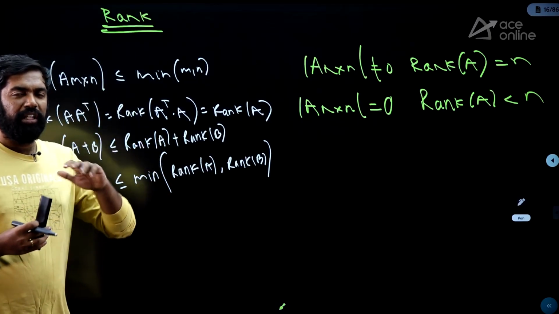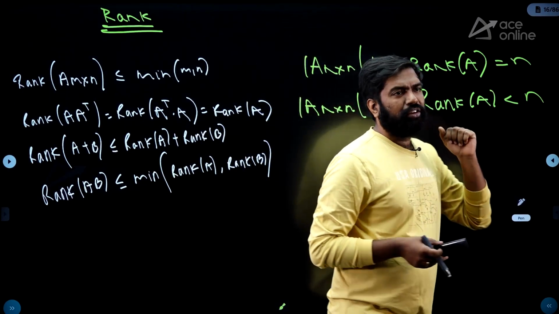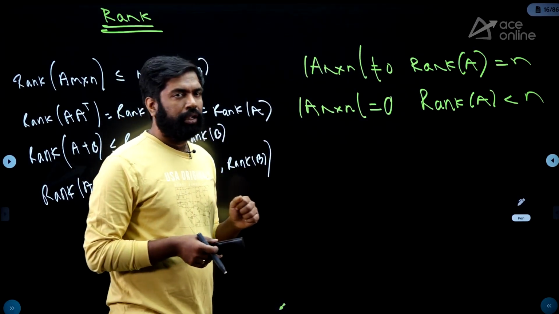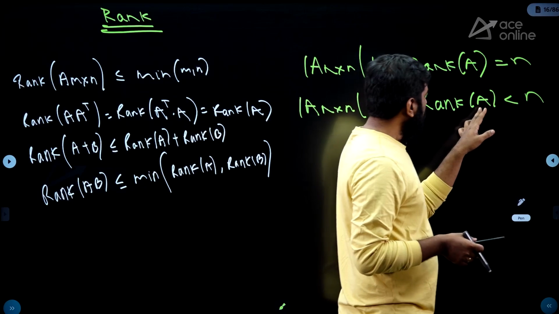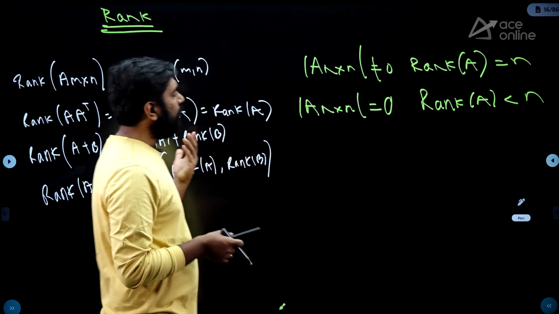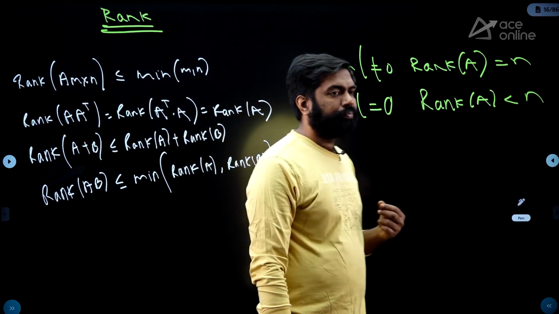You must know instantly. The other way is also true. If A is an n cross n matrix with rank n, you can say that the determinant will not be 0. If A is an n cross n matrix whose rank is less than n, you can 100% confirm that the determinant of that matrix is 0. So these are interesting properties.